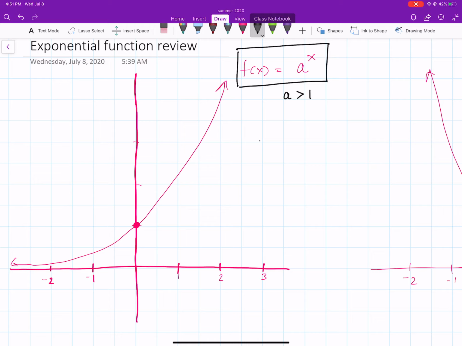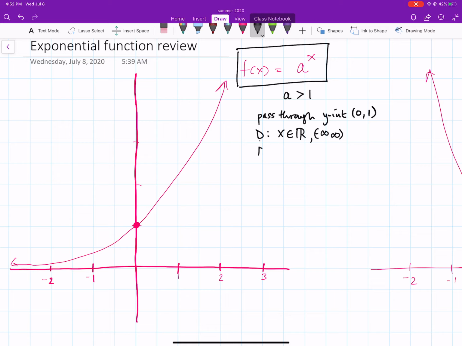All right. And then another feature is that it's always going to pass through the y-intercept 0, 1. If you think about the domain which represents all the x values that this function can take, if you look at the graph, it's going from negative infinity all the way to positive infinity. It can take any x value, right? So when we think about the domain, it belongs to all real numbers or negative infinity to positive infinity.